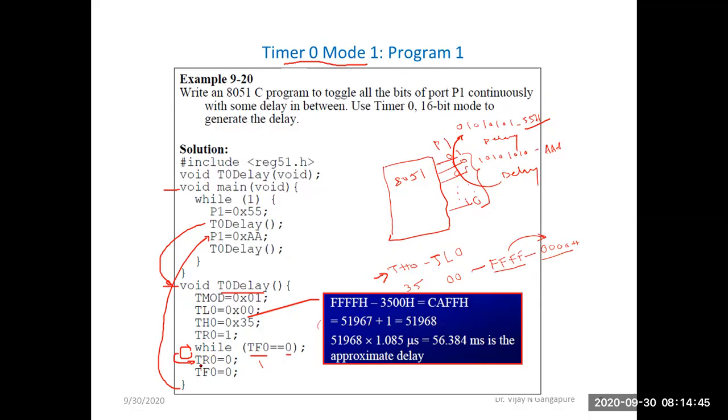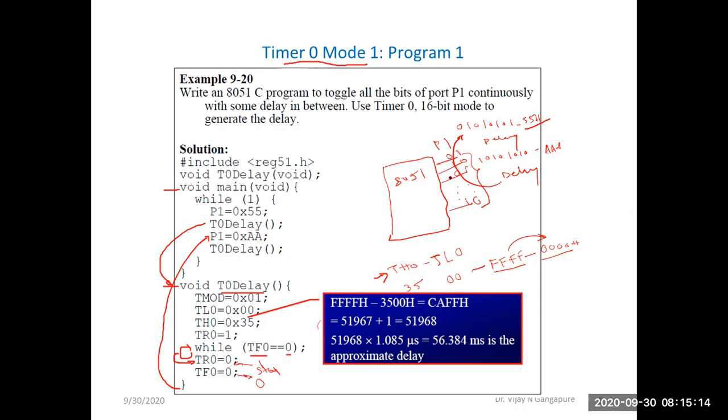Okay, TR0 equal to 0 means we are stopping timer 0. Timer 0 will be stopped, and the TF0 equal to 0 statement will reset TF0, which was set. Okay, and due to this closing brace, control comes back to the main program, to the statement below the T0 delay function call. Now P1 is equal to 0xAA.